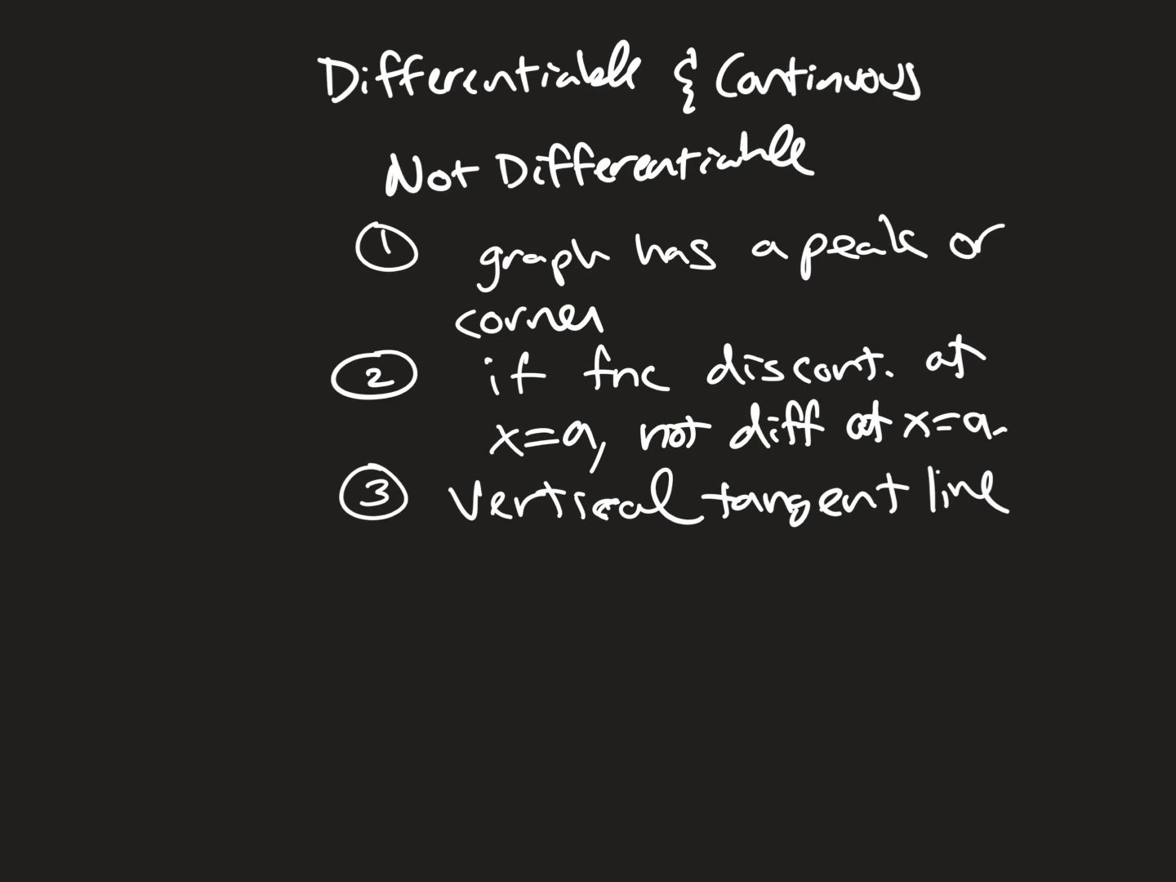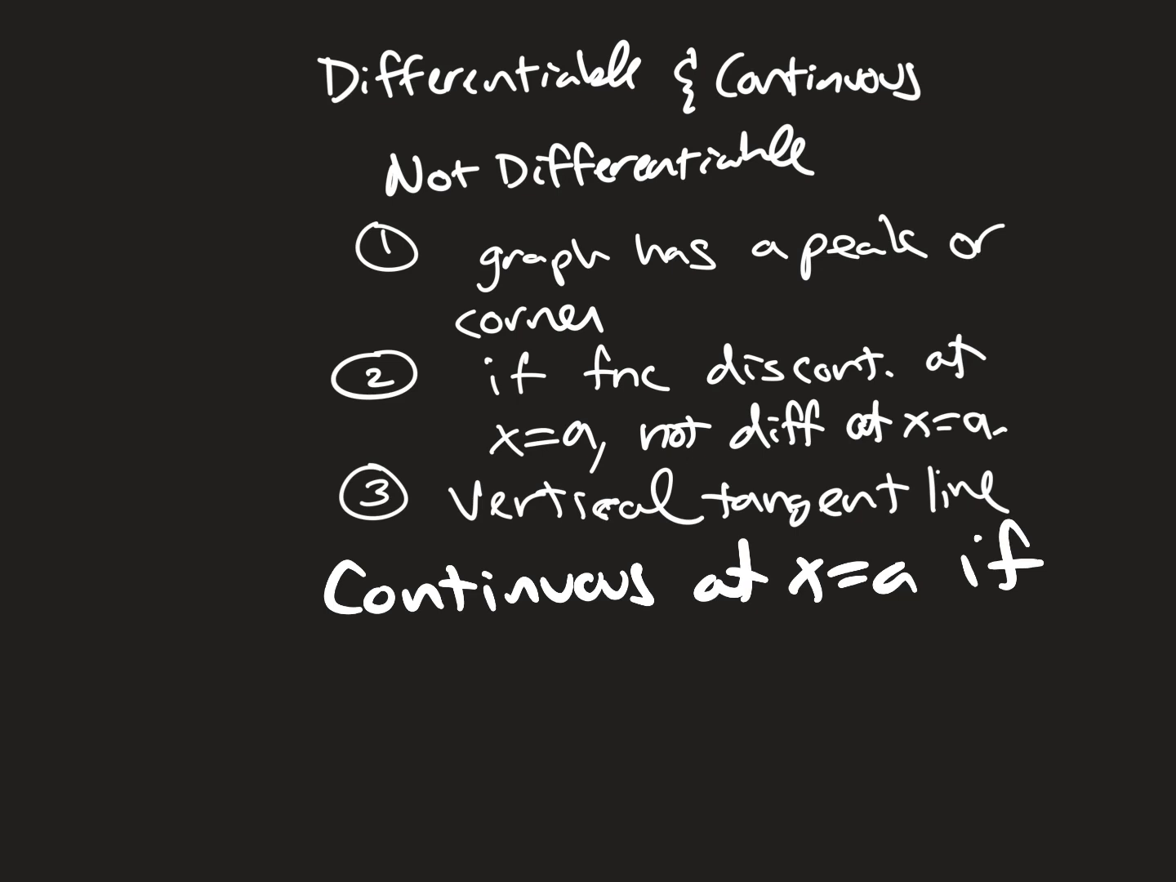But there is a formal definition of continuity, and that is it's continuous at x equals a if the following three things hold. First of all, it has to be defined. f of a has to exist. So it has to be defined at x equals a.